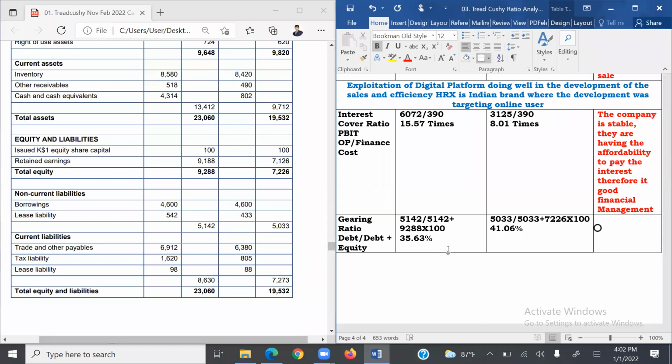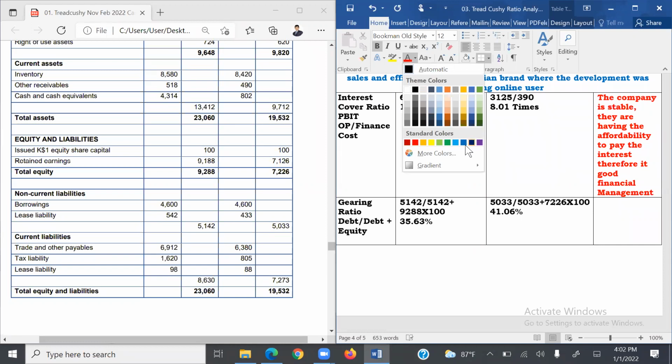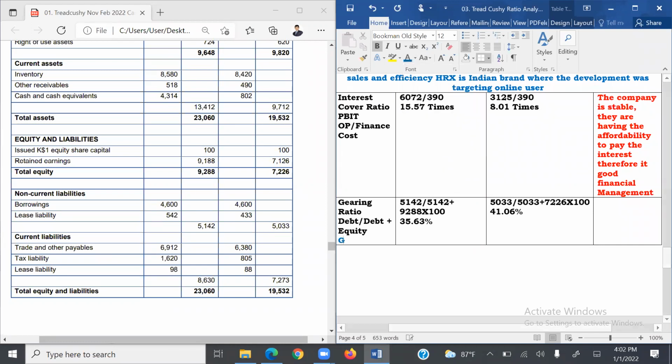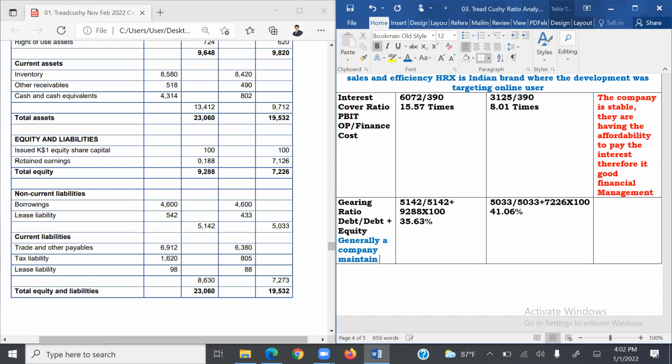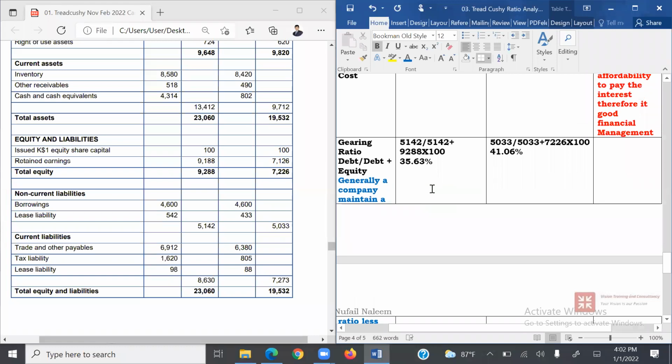So students, the interpretation wise. I'll just want to give you a short note, but just let me know if that answer explanation was fine. So I'll write down here, generally, a company should maintain a ratio less than 50%. Less than how many percent, students? Less than 50%. That is the ideal term at the moment.